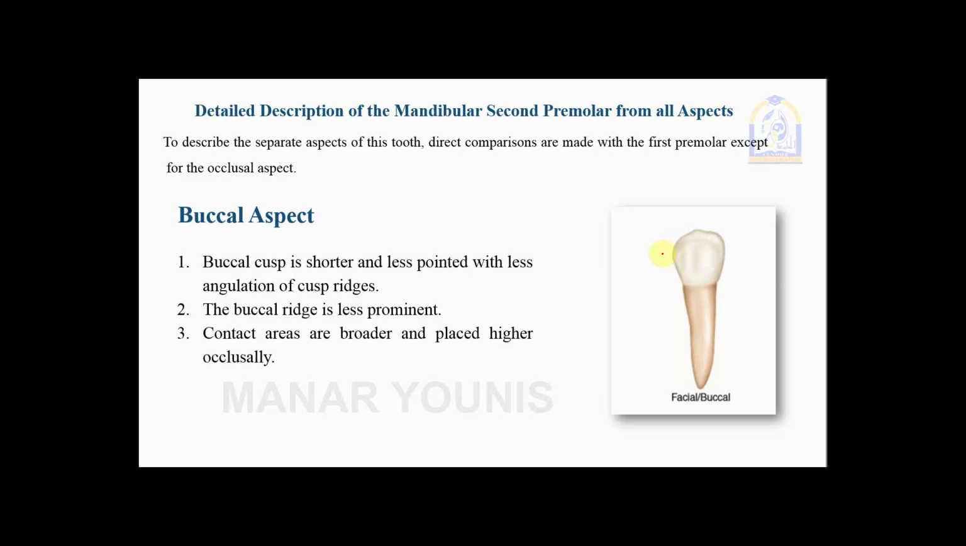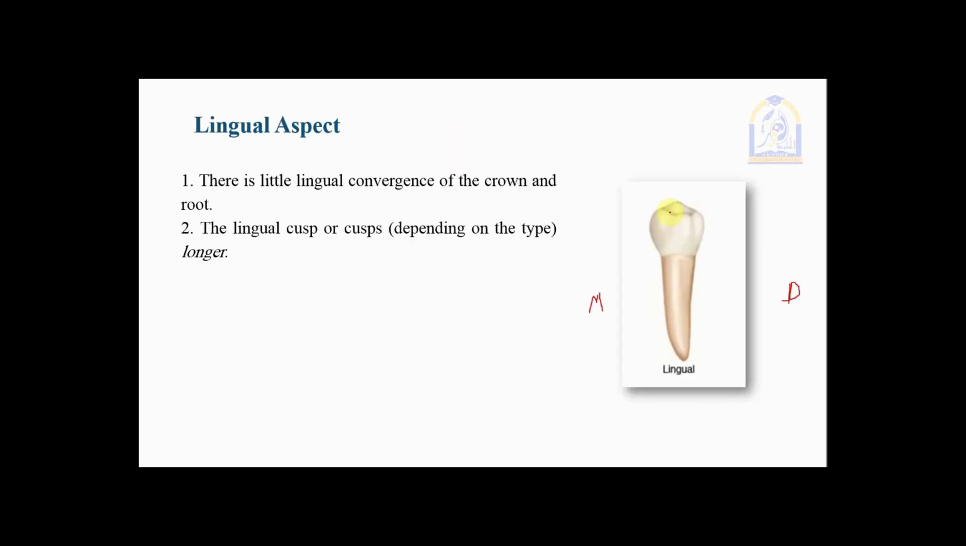The contact areas, of course, are broader and more occlusally located, as they are at the same level mesially and distally. They are usually located near the junction between the occlusal and the middle thirds of the crown, so they are at a higher level compared to the first. The root, as mentioned before, is longer by 0.5 millimeter, and it's broader mesiodistally.